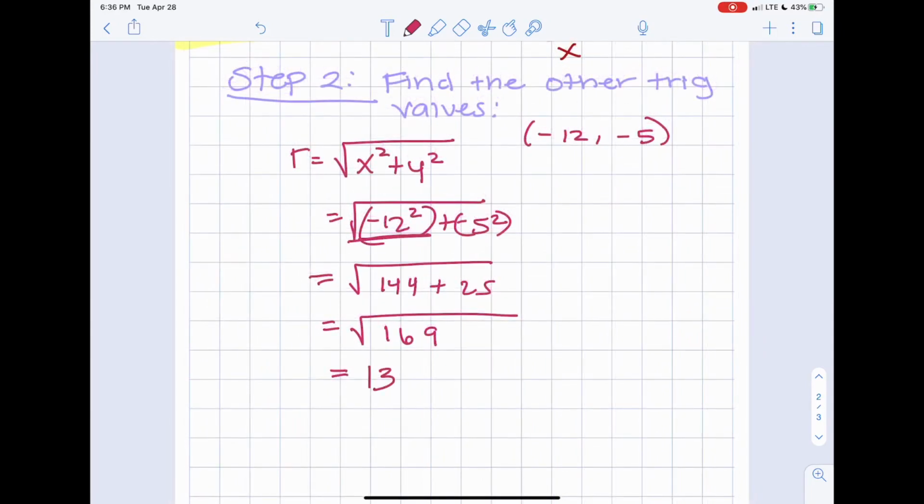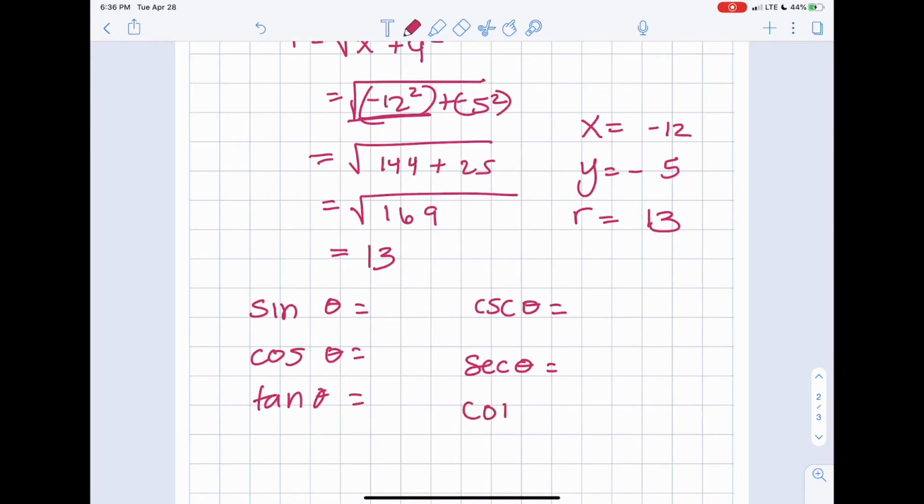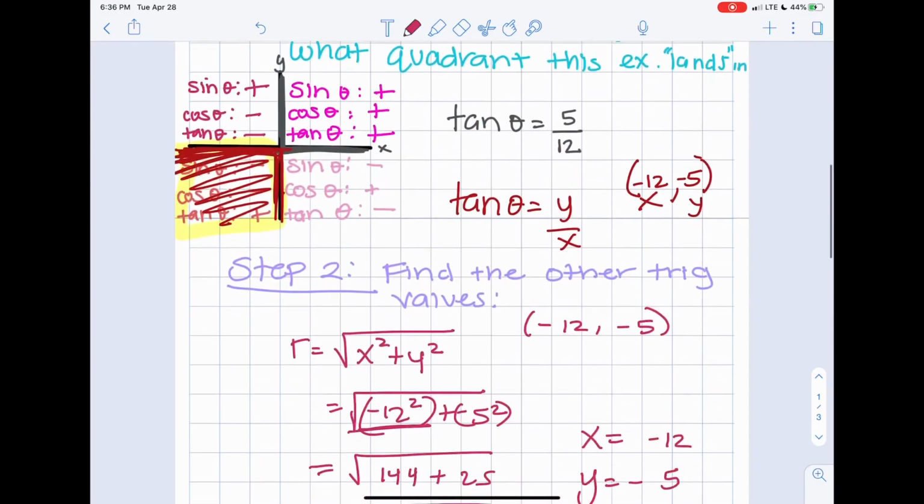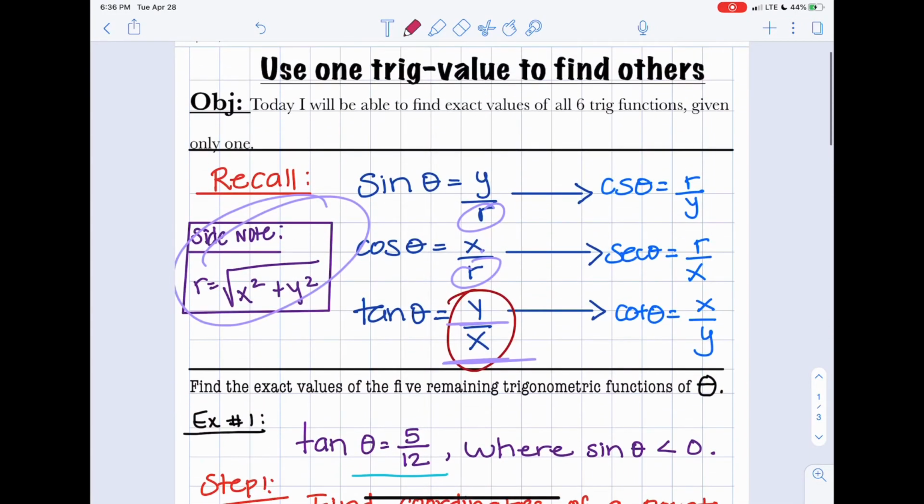That's 13. Now, I have the whole gang here. I know my x is equal to negative 12, y is equal to negative 5, and r is equal to 13. Now I'm able to fill in the rest of these. What are the solutions to all of this? Now, for sure, the one I'm going to start with is tangent. Since tangent, we already know that's the one we're solving for, is 5 over 12. What's the reciprocal of that? 12 over 5. Then you fill in the rest using this guide up here.